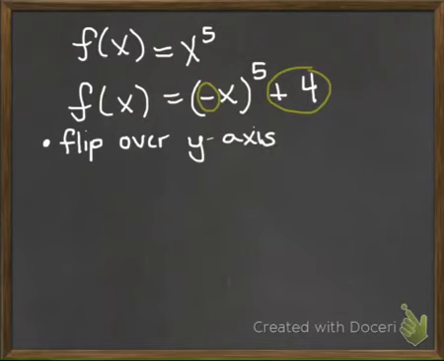Alright. Now, the last thing is we have a plus 4 on the outside, so that means that we're shifting up, sorry. I don't know why I keep saying that. Shift up 4 units.